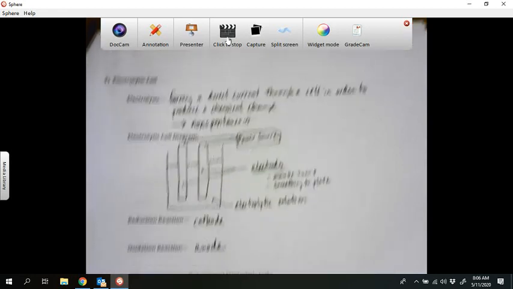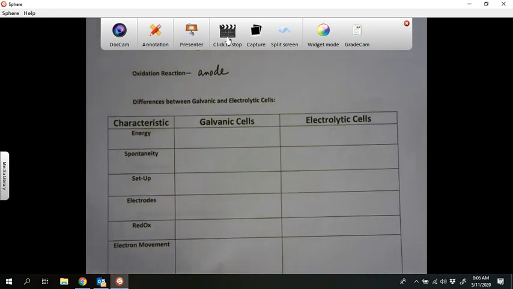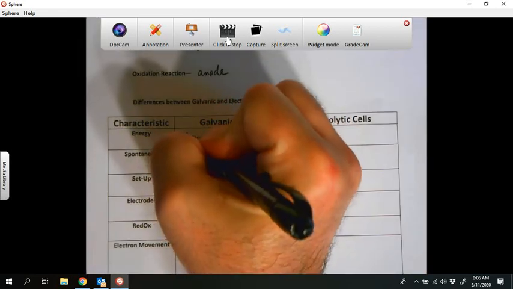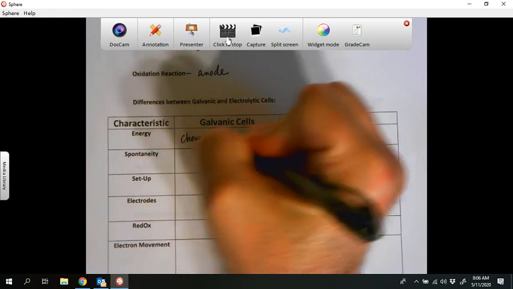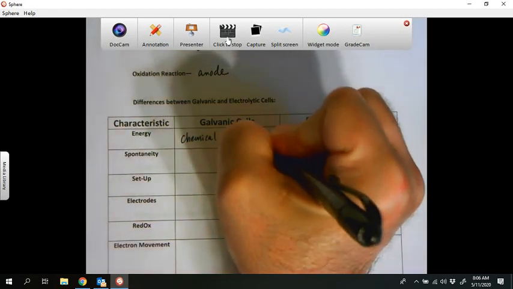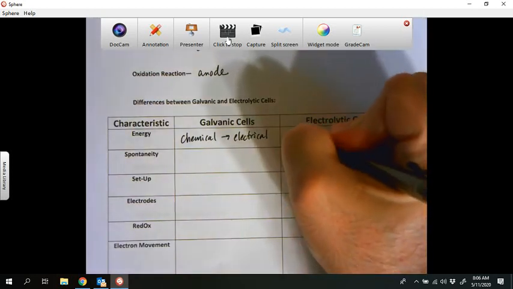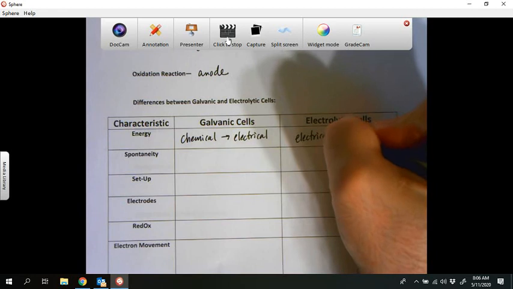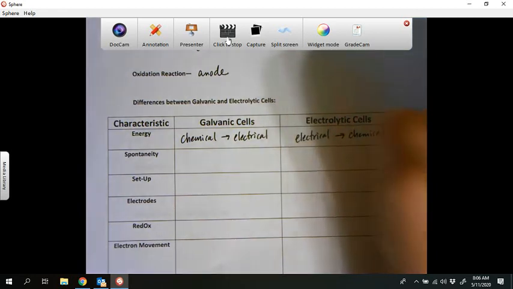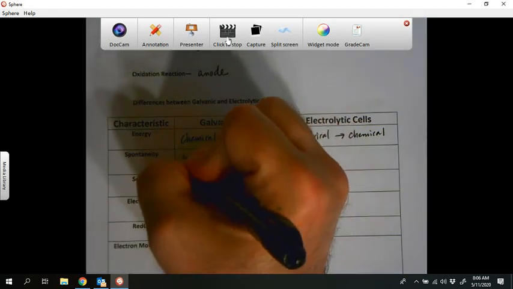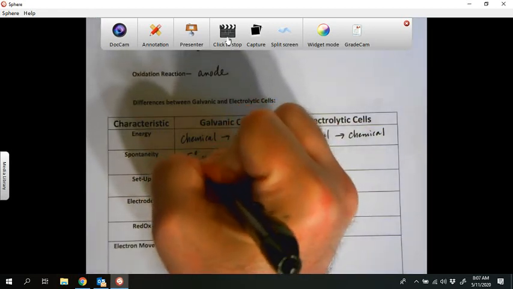So what we are going to do is look at this chart down here and compare a galvanic and an electrolytic cell. So for galvanic, we have chemical energy being transformed into electrical energy. And like we said, in an electrolytic cell, it is the opposite. We're using electrical energy and transforming it into chemical energy in the form of bonds. Here, if we have a positive E value, it is spontaneous.